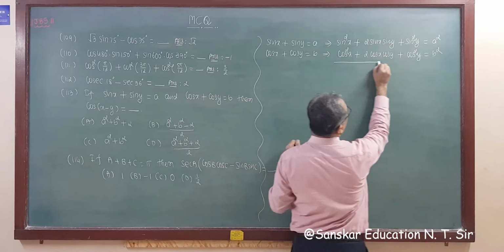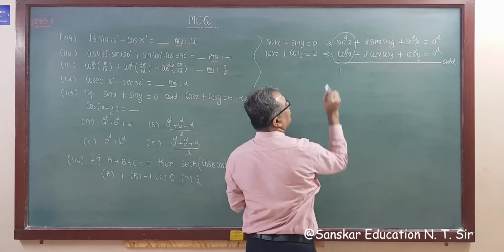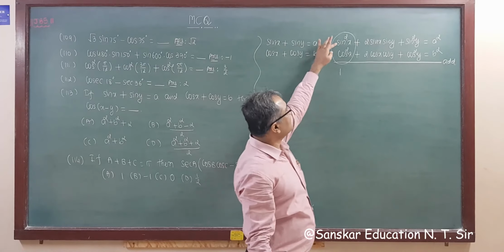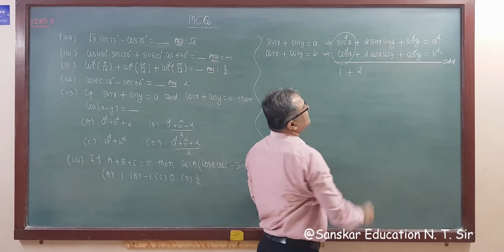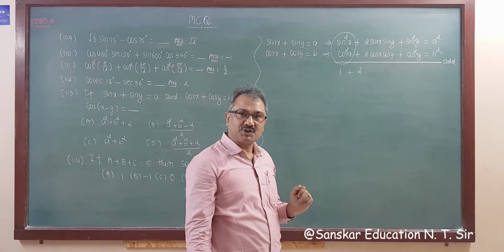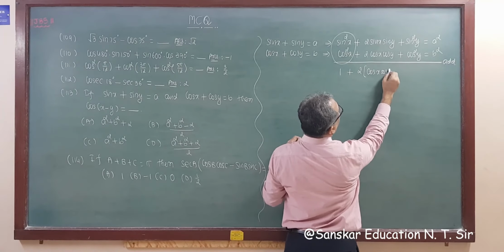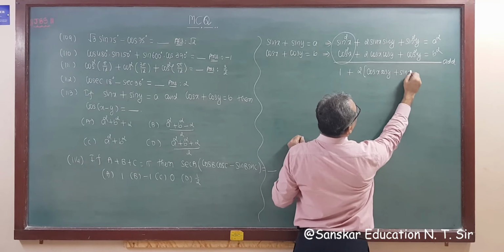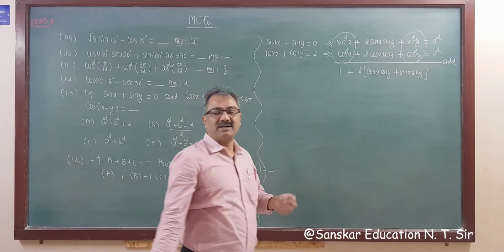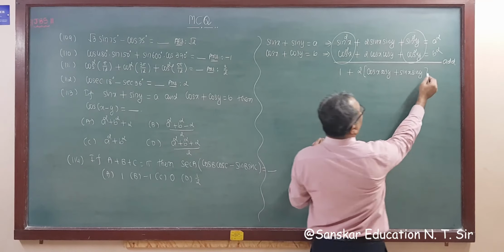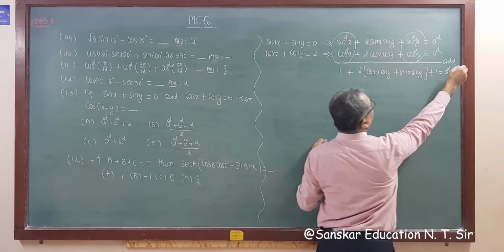So if we add these two, we get sin square x plus cos square x, that is 1. I am not writing sin square plus cos square, you know now. Plus, if we add this, then 2 sin x sin y plus 2 cos x cos y, 2 is common. So 2 is common, then what we get? Cos x cos y plus sin x sin y. And then adding sin square y plus cos square y, is again 1. So this is 1 and this is a square plus b square.